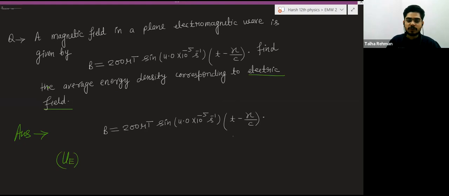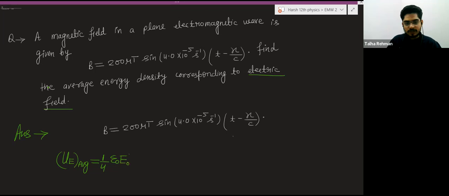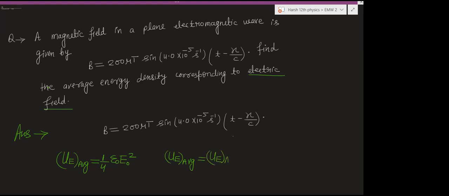The average energy density corresponding to the electric field is equal to 1 by 4, sorry, 1 by 4 epsilon naught E naught square. Very good. And this value, the average energy density of the electric field, is also equal to the average energy density of the magnetic field.